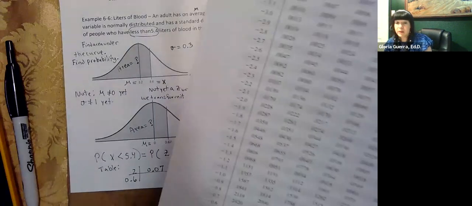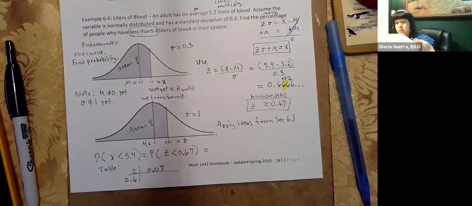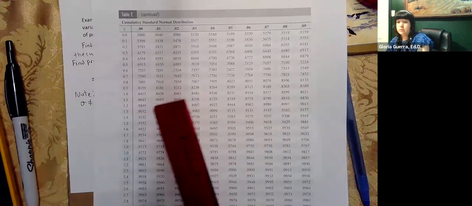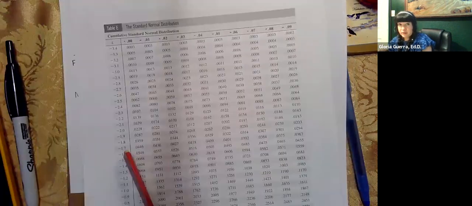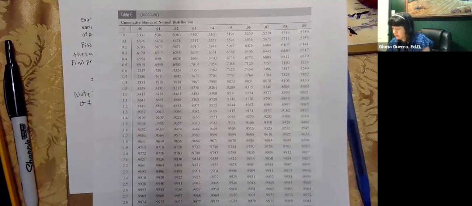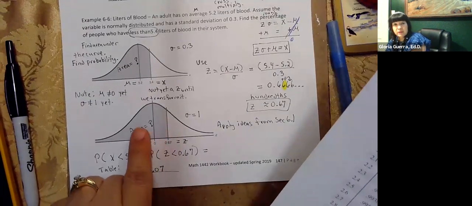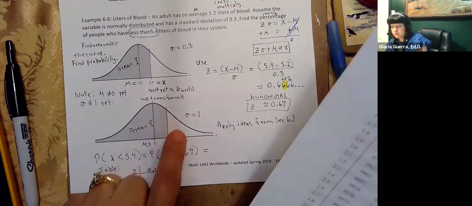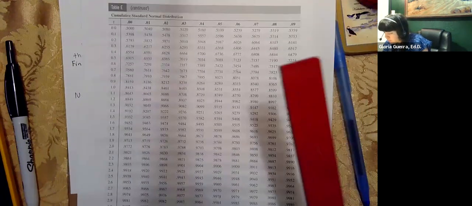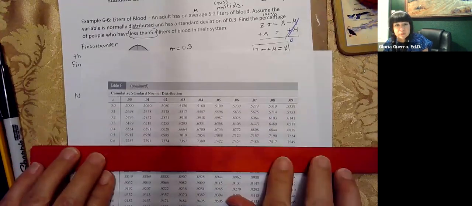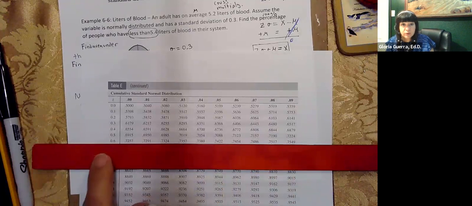And I want the positive side. Here's the positive side, as opposed to the negative side. You want the positive side because it's on the right side of 0, not on the left side of 0. So you want the positive side. So it's 0.6, which you see right here. See that right there? 0.6.